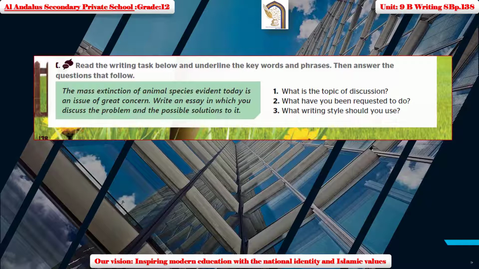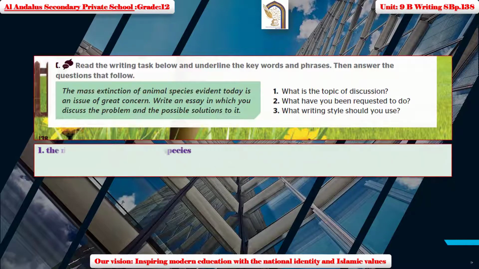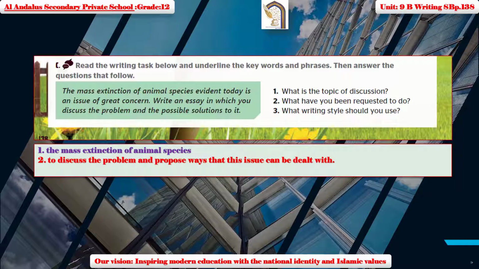Now we have got these 3 questions. What is the topic of discussion? That's right, the mass extinction of animal species. Question 2. What have you been requested to do? That's right, to discuss the problem and propose ways that this issue can be dealt with.